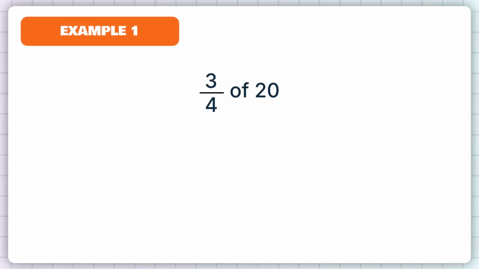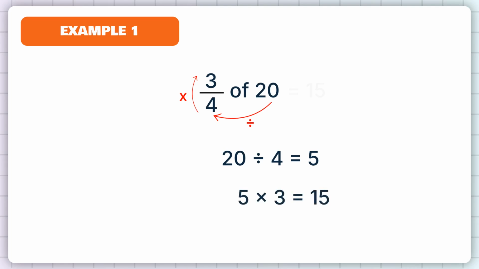For our first example, let's find 3/4 of 20. First, divide 20 by the denominator. 20 divided by 4 gives us 5. The number we're left with, 5, is 1/4 of 20. To find 3/4, we need to multiply by the numerator. 5 multiplied by 3 is equal to 15. Therefore, 3/4 of 20 is 15.